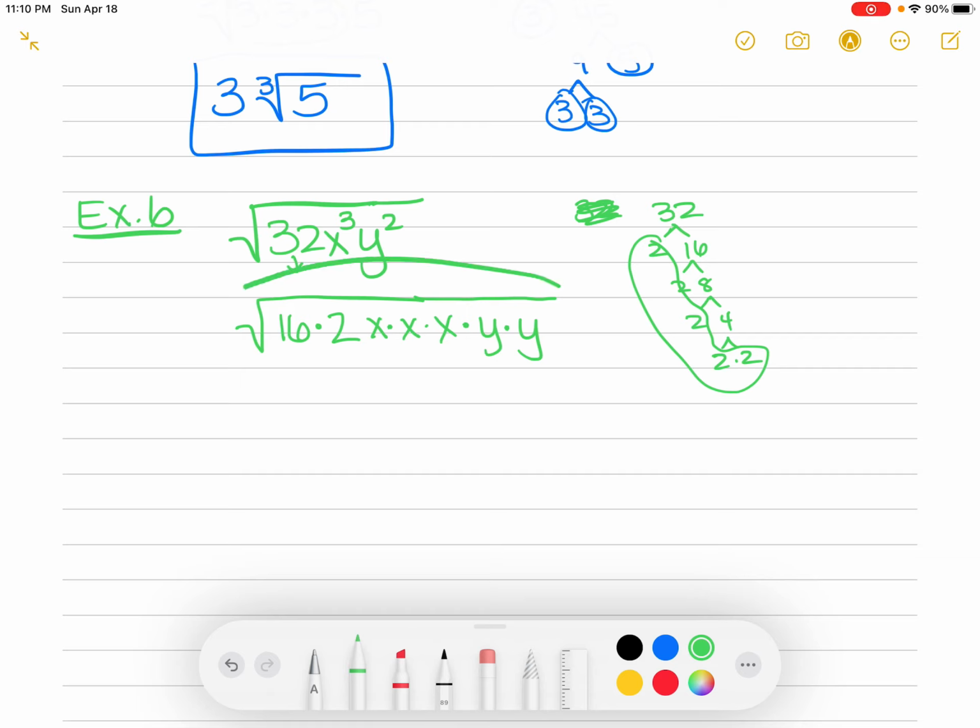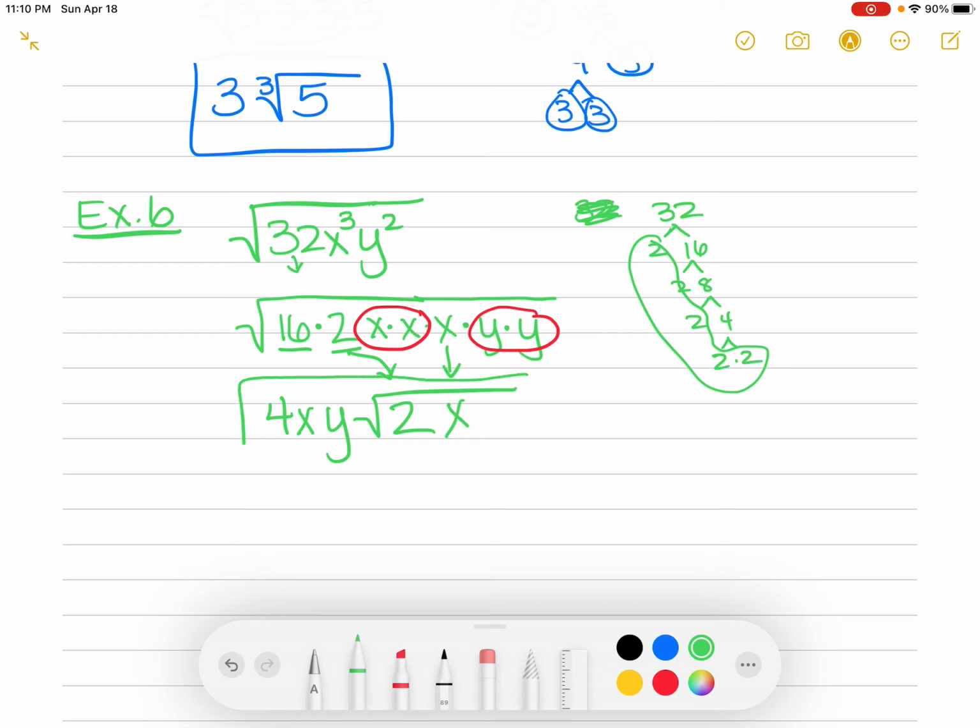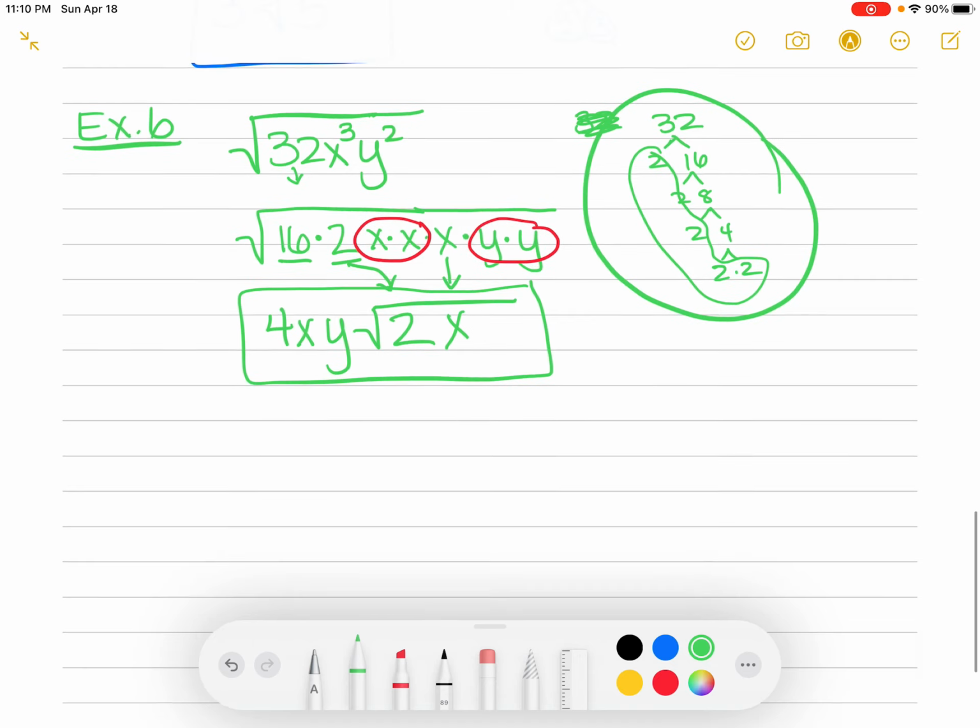Doing it this way right here, the square root of 16 is 4. So that's going to be on the outside, right? I'm going to leave some space because I'm going to have more on the outside also. The 2 is going to stay inside because I can't find the square root of that. And now I'm going to circle all 2's of everything. So there's 2 x's and there's 2 y's. Now that means I'm going to take 1 x out and 1 y out. And what's left over? The x. So here's my answer.